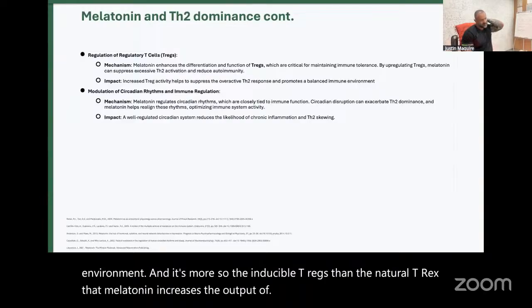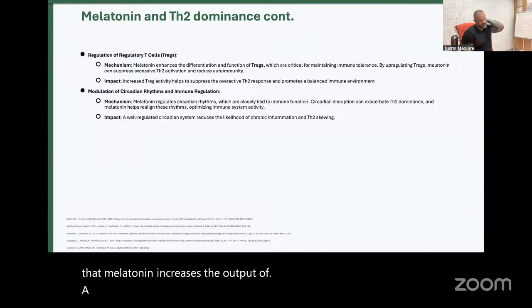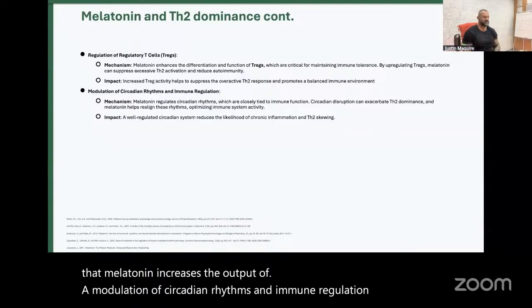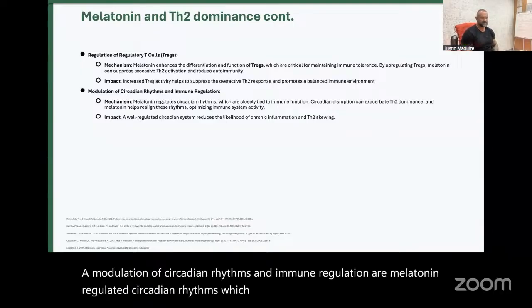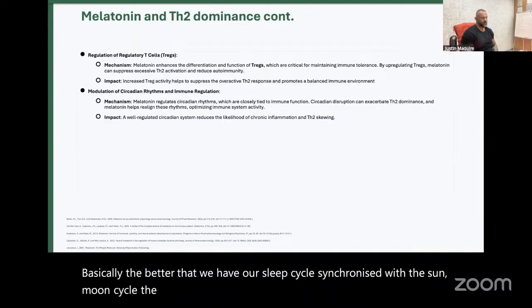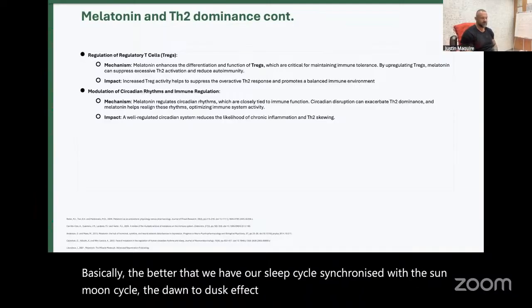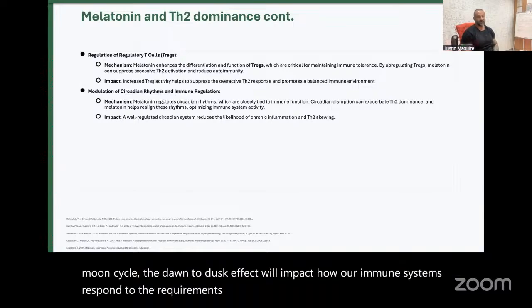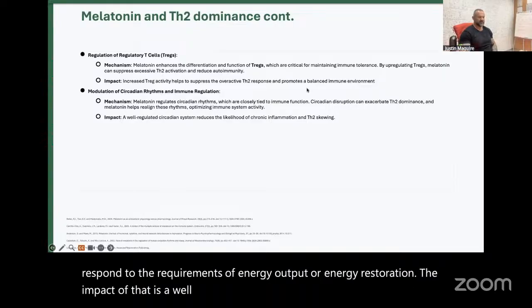A modulation of circadian rhythms and immune regulation. Melatonin regulates circadian rhythms, which are closely tied to immune function. Basically, the better that we have our sleep cycle synchronized with the sun-moon cycle, or the dawn to dusk effect, will impact how our immune systems respond to the requirement of energy output or energy restoration. The impact of that is a well-regulated circadian system reduces likelihood of chronic inflammation and Th2 skewing.